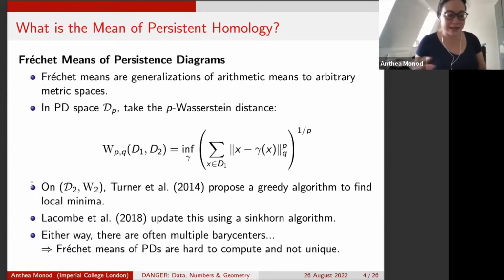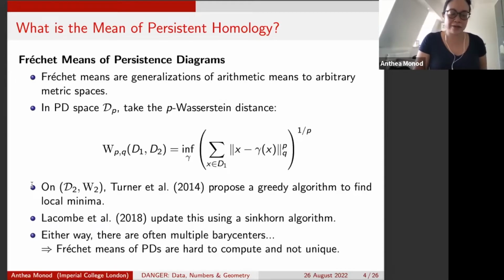and statistics make sense. And then Kate Turner, who was the first person to look at this proposal of Frechet means based on this Wasserstein distance as a generalization of the mean for persistence diagrams, also proposed a greedy algorithm to find the local minima, because remember, the Frechet mean is an optimization problem in terms of a minimum.